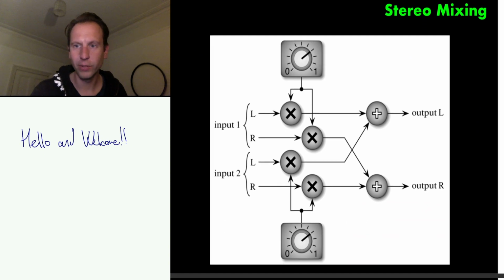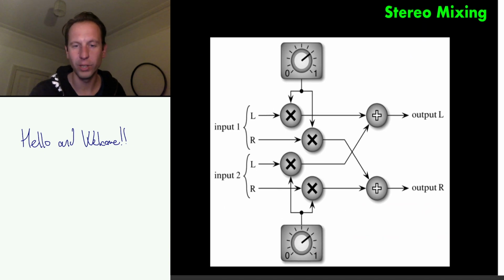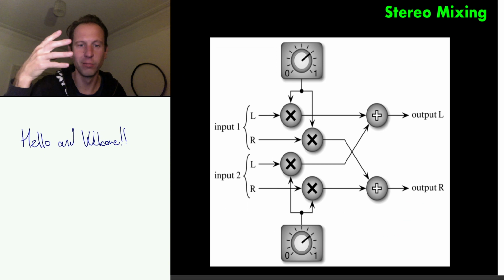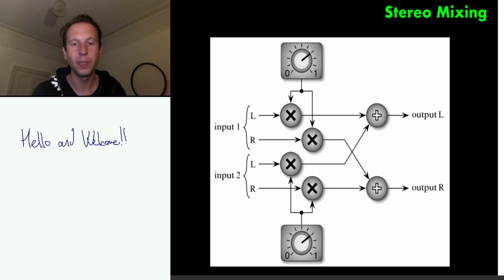Getting progressively more complex, here is stereo mixing. What we're looking at here is that there are two inputs, but each input has two channels, two signals. So actually you see 4 signals coming in. And actually every signal has its own gain stage.